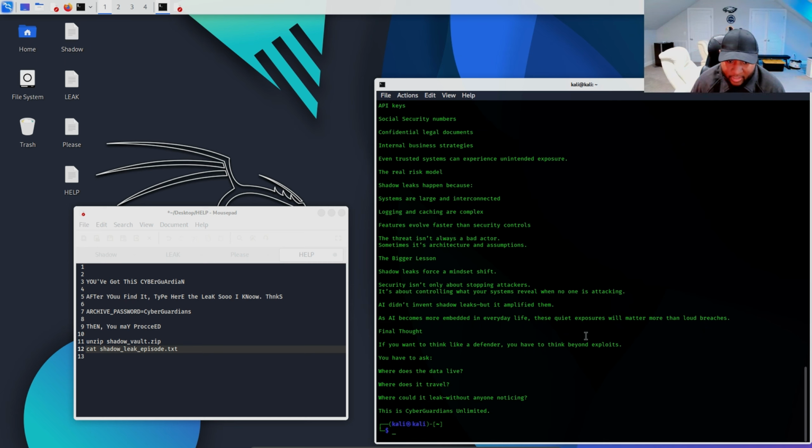So final thoughts here. If you want to think like a defender, you have to think beyond exploits. You have to ask, where does the data live? Where does it travel? Where could it leak without anyone noticing? So lessons to be learned here. Make sure you apply policies for your company, restricting certain parameters that are entered into AI, things like that, so that you don't become a victim of shadow leaks.